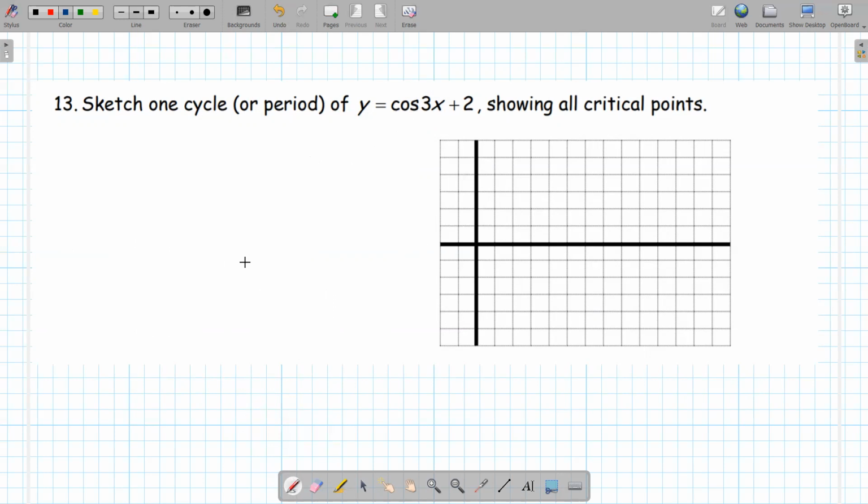Sketch one cycle, or actually, when I was doing the review, this is the only question I didn't know how to solve. I saw the answer, but I didn't know how he did it. Alrighty, don't worry about it.